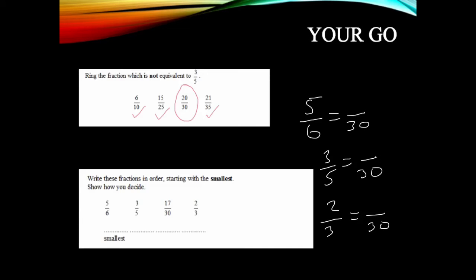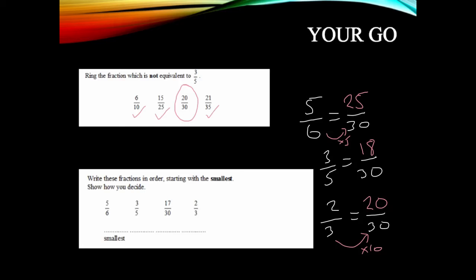So let's think. I can times 6 by 5 to get to 30. Do the same to the top. I get 25. I can times 5 by 6 to get to 30. 3 times 6 would give me 18. And the last one, 3 times 10, in this case, gives me 30. 2 times 10 would be 20. So now I'm comparing these.